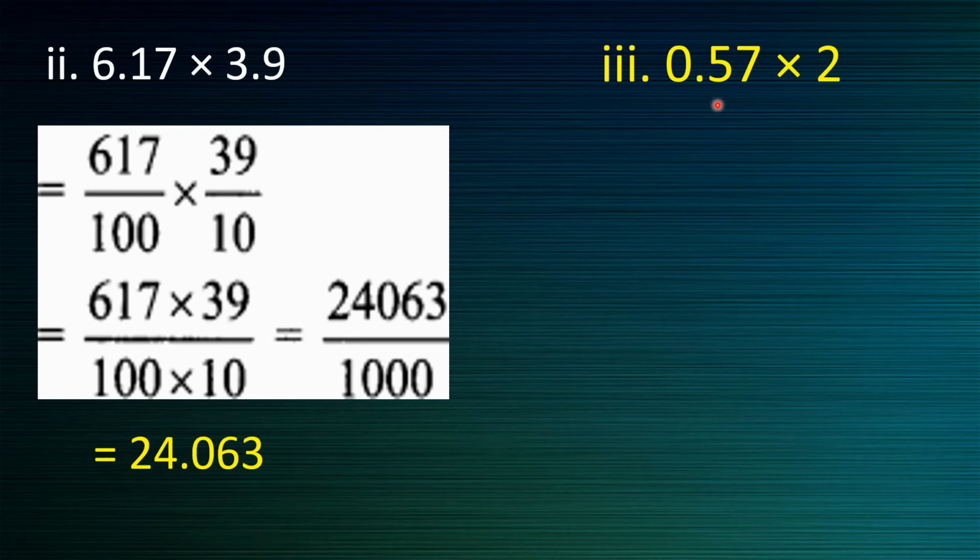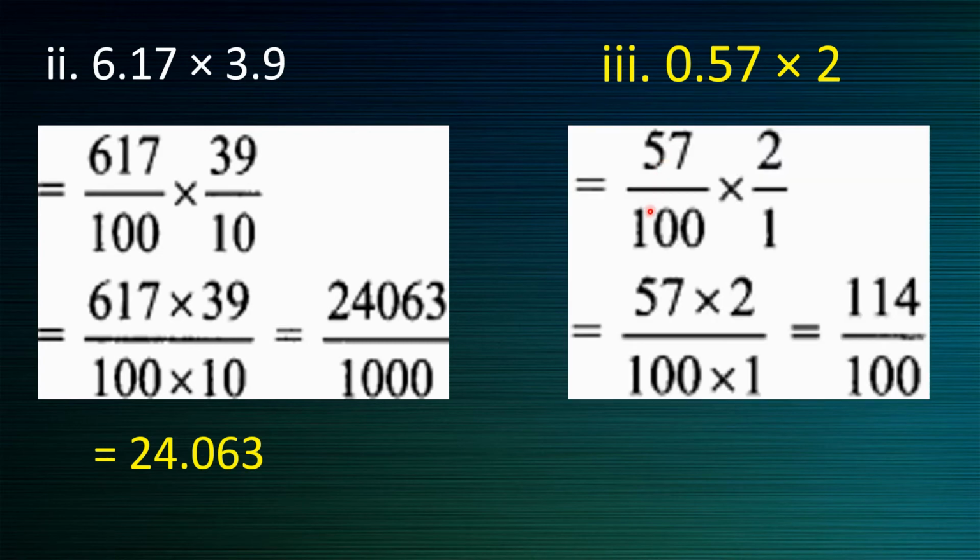Question number 3, 0.57 multiplied by 2. So here first we will convert this into common fraction. So here we will get 57 upon 100 multiplied by 2 upon 1. In the denominator we will write 1. So 57 multiplied by 2 upon 100 multiplied by 1. So we will get 114 upon 100. So that is equal to 1.14. So now this common fraction we have converted into decimal fractions.